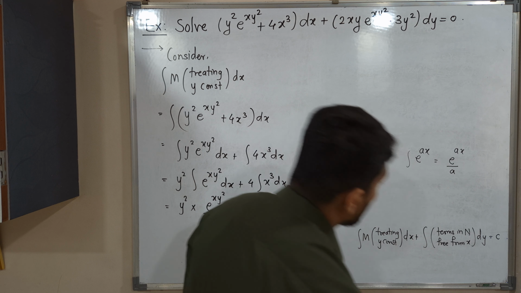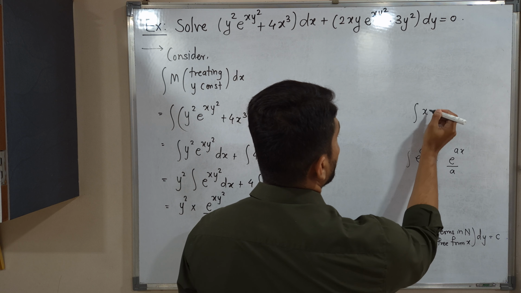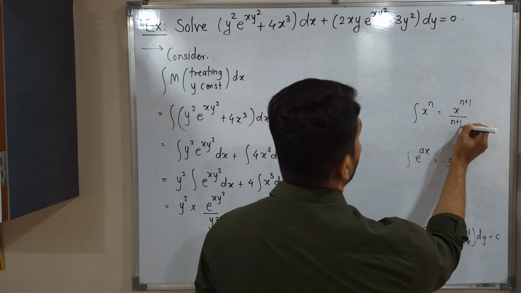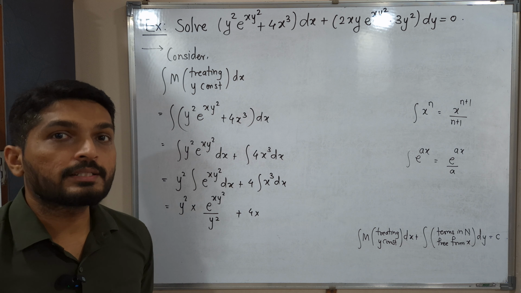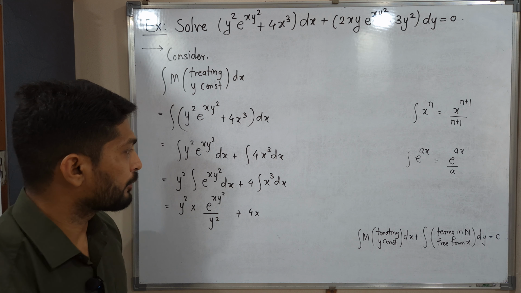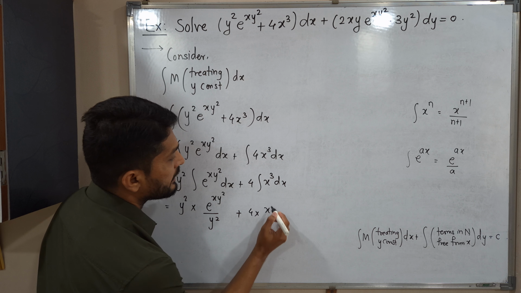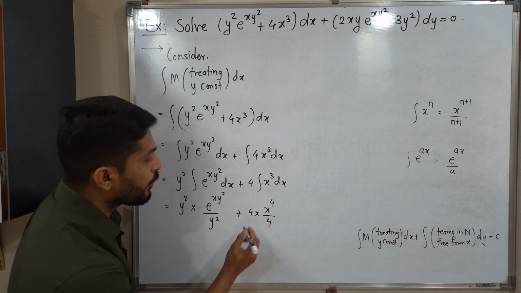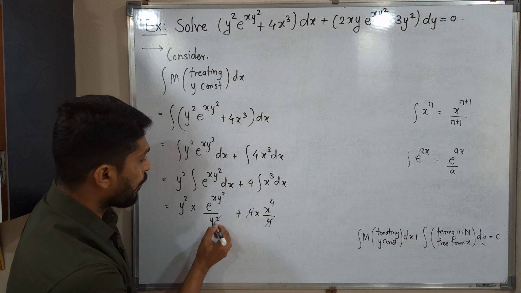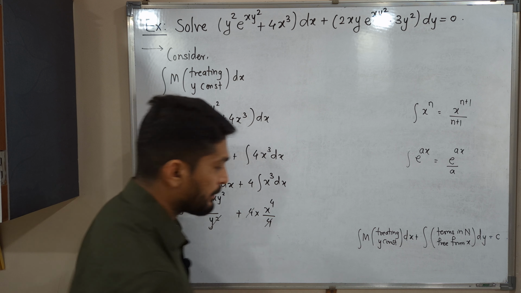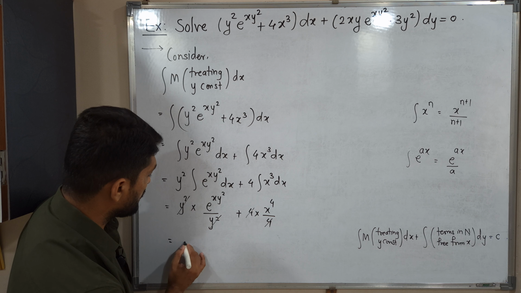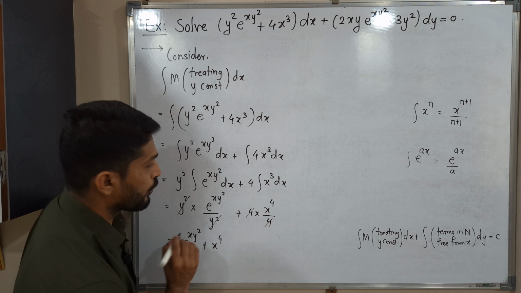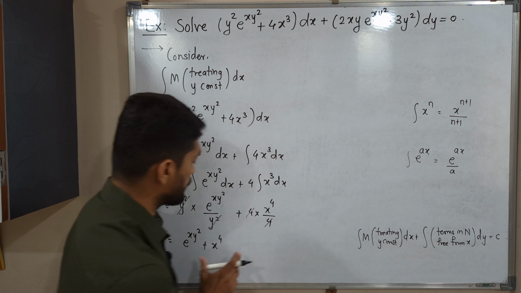How to find integration of x cube? We have this formula: integration of x raised to n is x raised to n plus 1 upon n plus 1. Whatever the power we have, we increase it by 1, and the same we write in the denominator. So power is 3, I will increase it by 1. So 4 divided by 4, we will get the benefit of it. That is, 4 we can easily cancel. Here y square we can cancel. So what is the remaining part? This is e raised to xy square, and here x raised to 4. Okay, so I got the value of the first integration, which is this one.